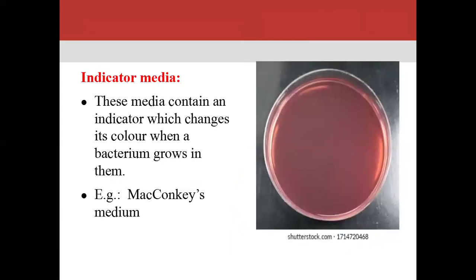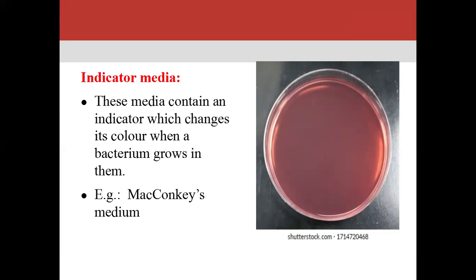So next, indicator media. What is indicator media? Indicator media consists of an indicator. So what is this indicator? Indicator changes its color when growth of the bacteria takes place. So before the growth of the bacteria, the color of the culture medium is different, and after the growth of the bacteria, the color of the culture medium is changed.